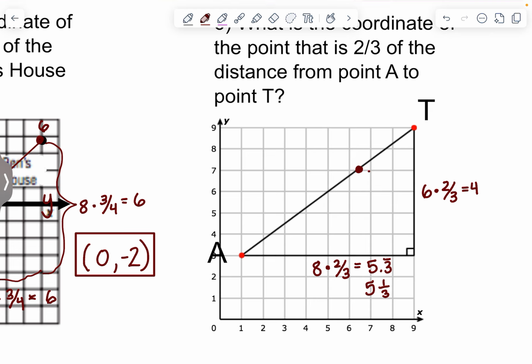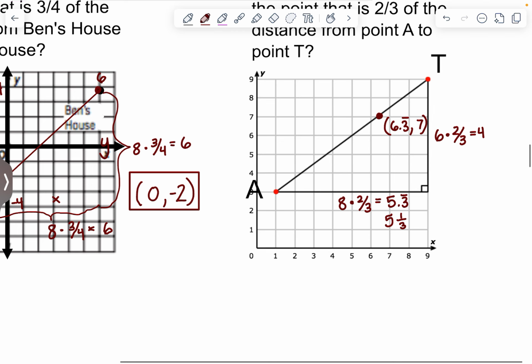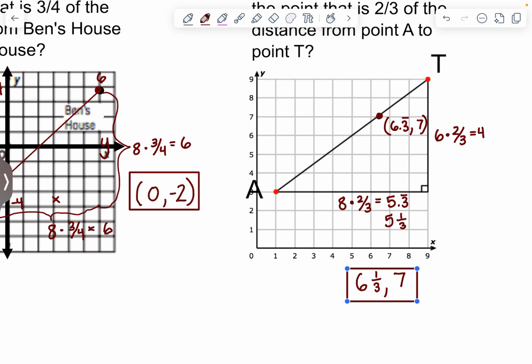It's right here. What's the coordinate of that point? What it looks like, the coordinate of that point is 6.3 repeating, comma, 7. And that's our final answer. 6 1/3, comma, 7. I know that was kind of yucky, but we made it through. Oh, what am I missing? Bloop, parentheses.